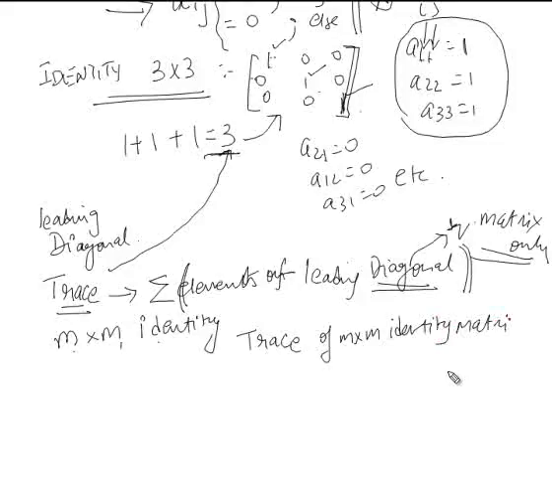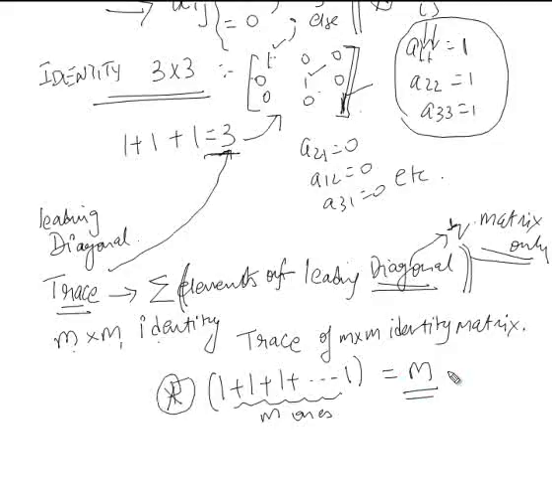One quick result: it will be nothing but 1 plus 1 plus 1 plus 1 plus 1. How many times will it be there? There will be totally M ones. So this is nothing but M itself. This is one important property. These are all very important small conclusions. So the trace of an M cross M identity matrix is M. Clear? These are very small definitions we will make and small results which we collect and keep for our future understanding. Okay, fine.